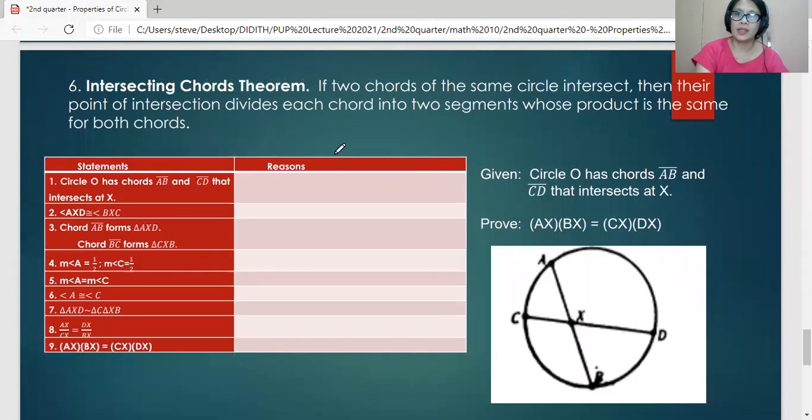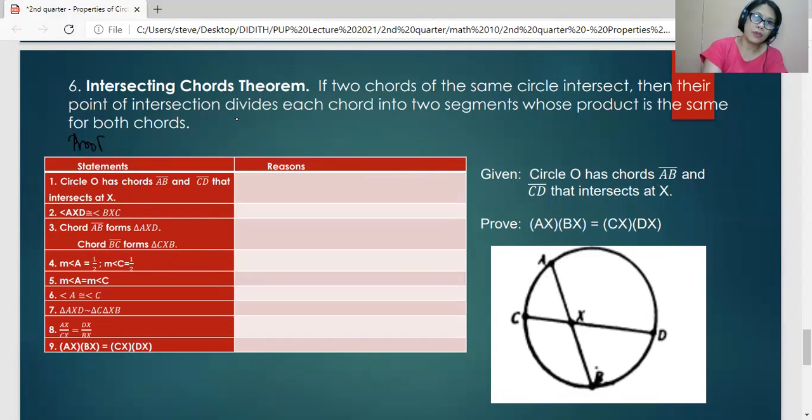So we have the intersecting chord theorem. If two chords of the same circle intersect, then their point of intersection divides each chord into two segments whose product is the same for both chords. So for instance, here we have line segment AB and line segment CD, which are both chords of circle X and they intersect at X. So we have to prove that AX times BX equals CX times DX. Okay. And with that, we will be able to prove that this theorem is really correct.